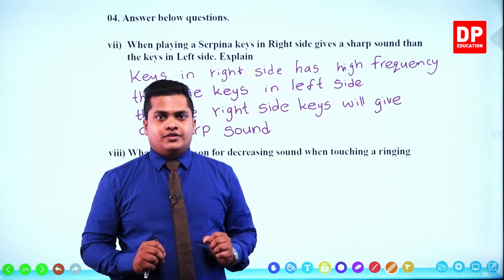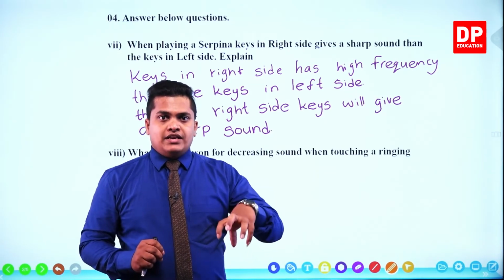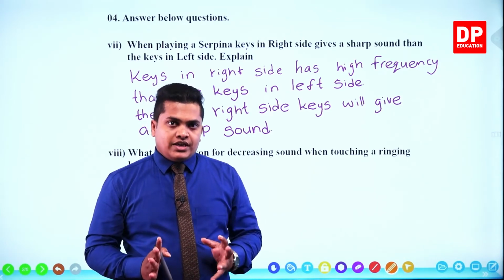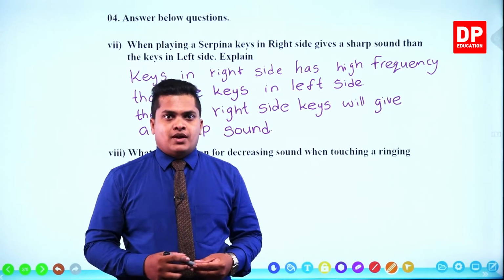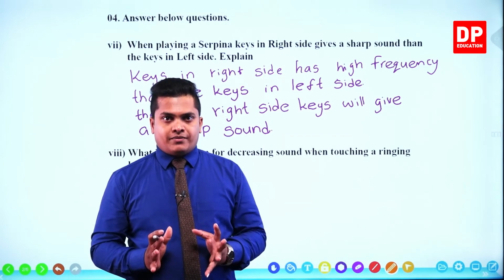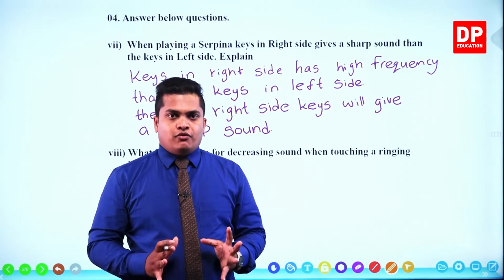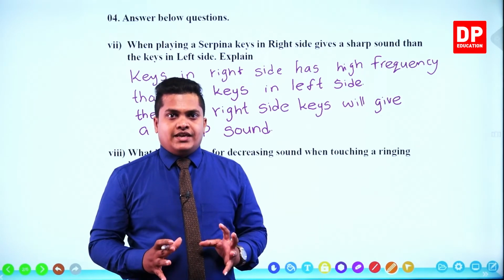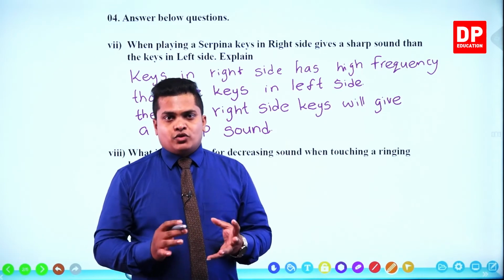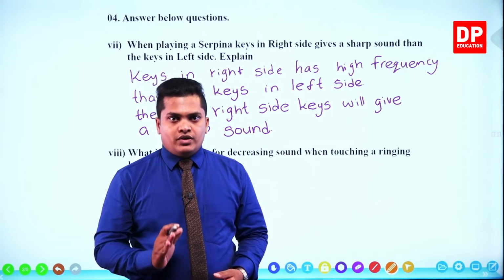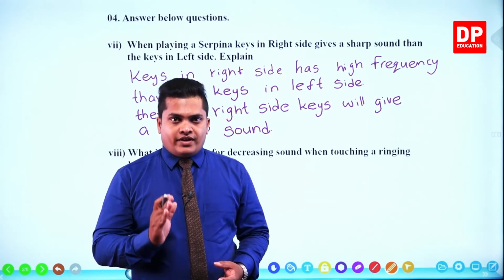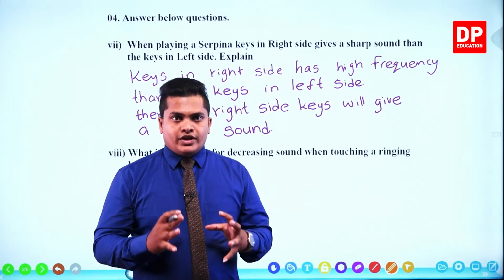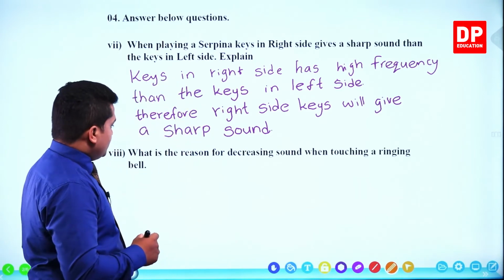When I'm touching the bell while it is vibrating, what happens? The number of vibrations or the number of oscillations will get reduced. So therefore, due to the decreasing number of vibrations or oscillations, the sound emitted is also going to be reduced, because sound is a type of energy which emits according to oscillations or vibrations, right?